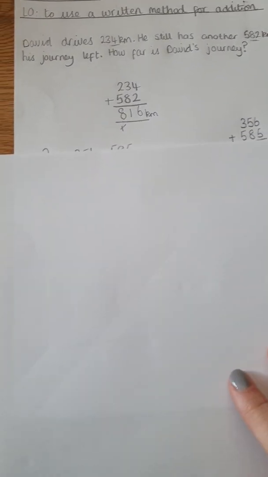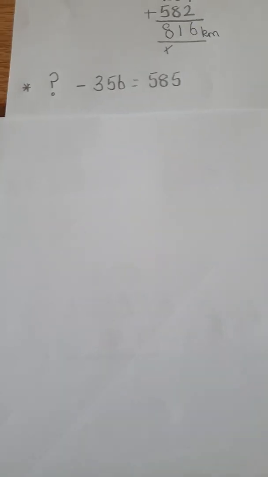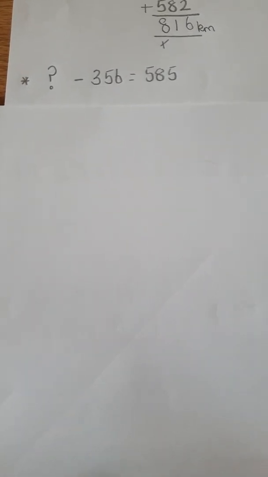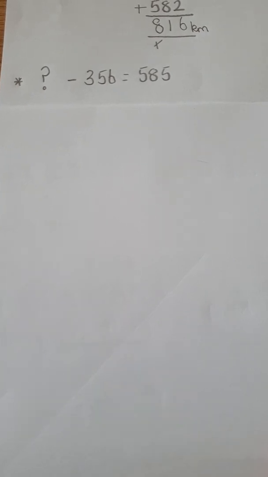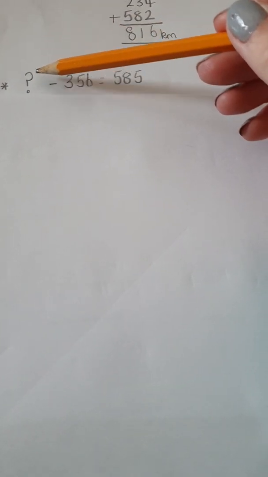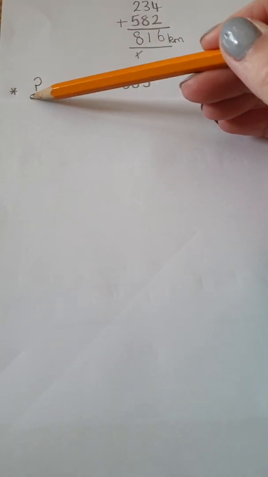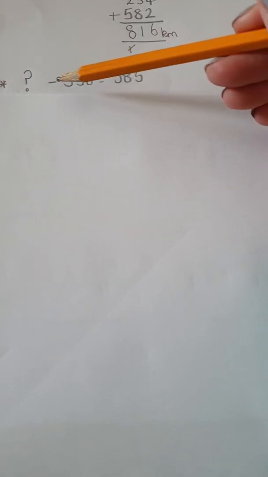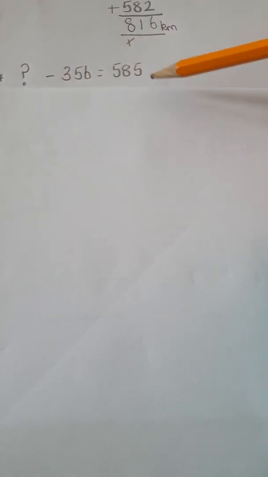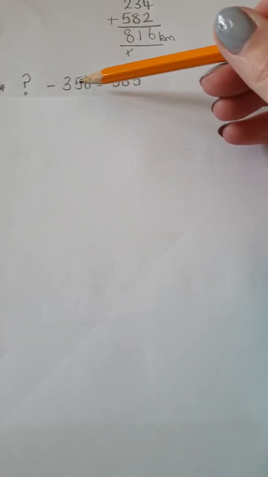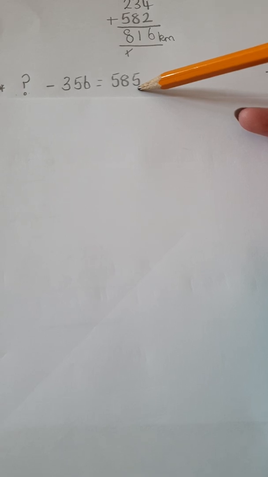Right. Our next question here, we've been given a missing number problem. Okay, so something minus 356 equals 585. So what we do for missing number problems, when the missing number is first in subtraction, is we use the inverse method, okay? So the inverse, if you remember, to subtraction is addition. So to work out this missing number, we need to add these two numbers together, okay?